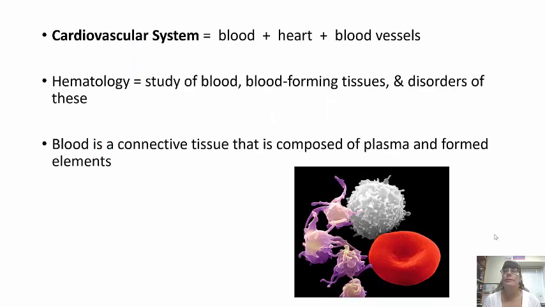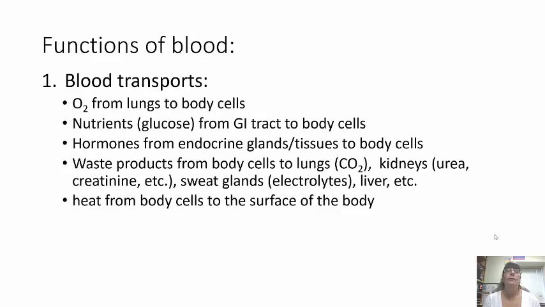So the cardiovascular system as a whole is made up of the blood, the heart, and the blood vessels. The heart is the pump, the blood is the liquid medium that transports everything, and the blood vessels are like the highways. Hematology is the study of blood and the blood-forming tissues and any disorders that occur. So blood is actually a connective tissue, but it's one of those specialized connective tissues, and it's composed of plasma and formed elements.